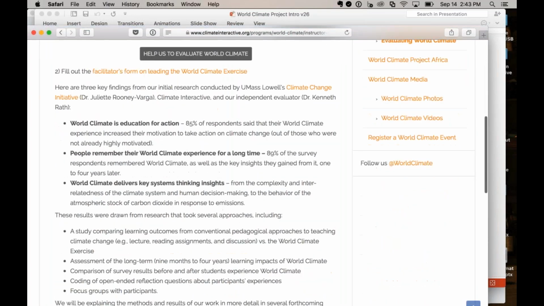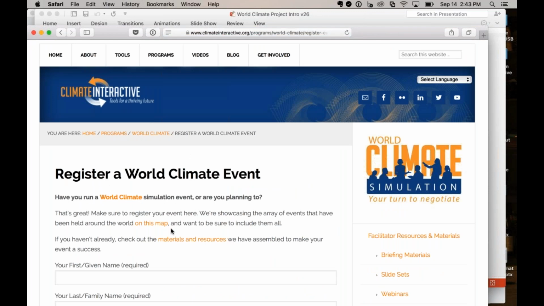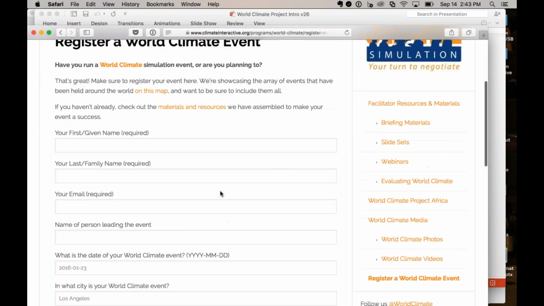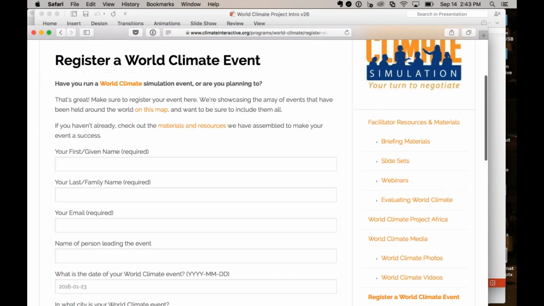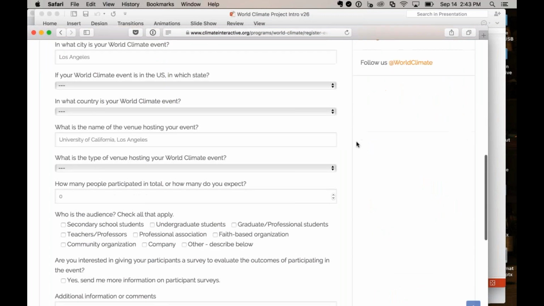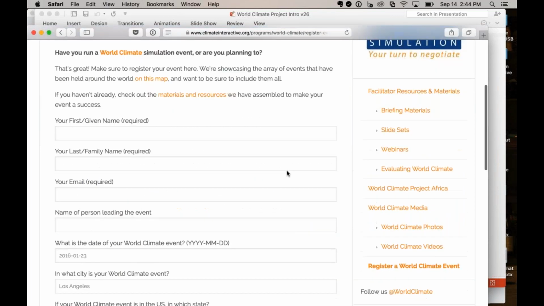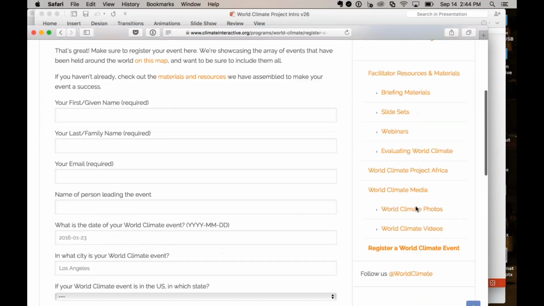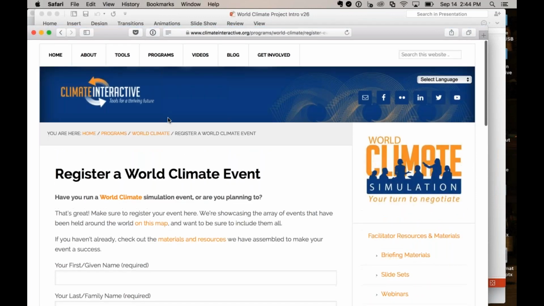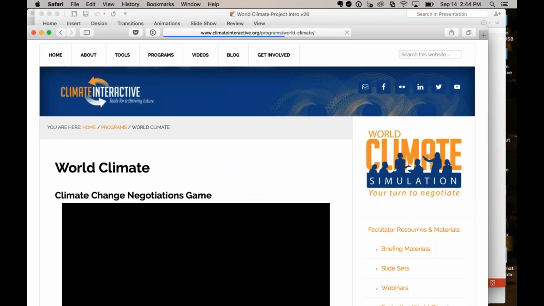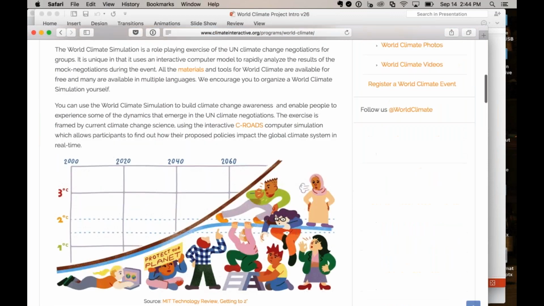We also encourage you to register your World Climate events. So if you are planning on one, please make sure to come to our website and just fill in the information here to let us know that the simulation has happened. This helps us know how many people out in the world are using it, which helps us in our fundraising and being able to put the support that is needed and to keep continuing to run webinars like these for free and other things.